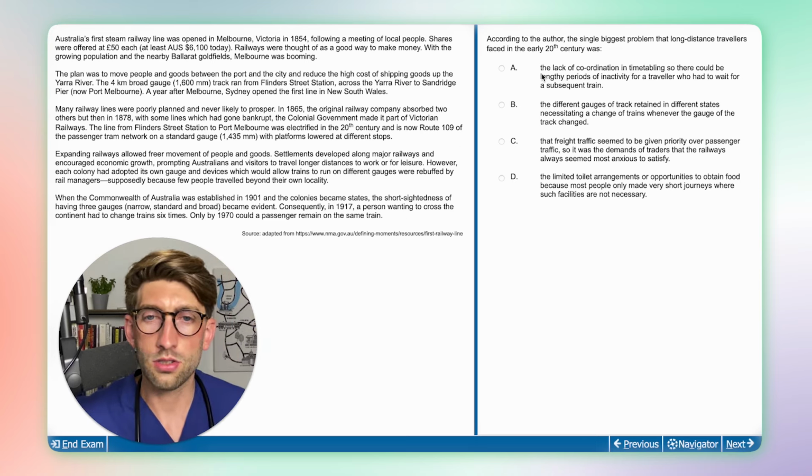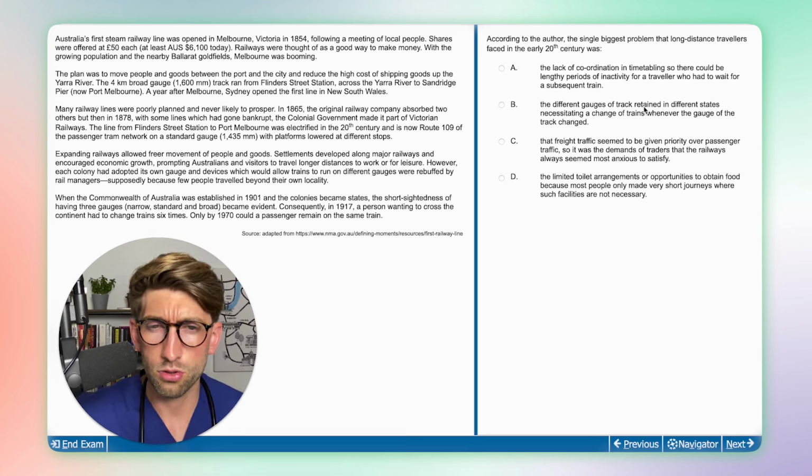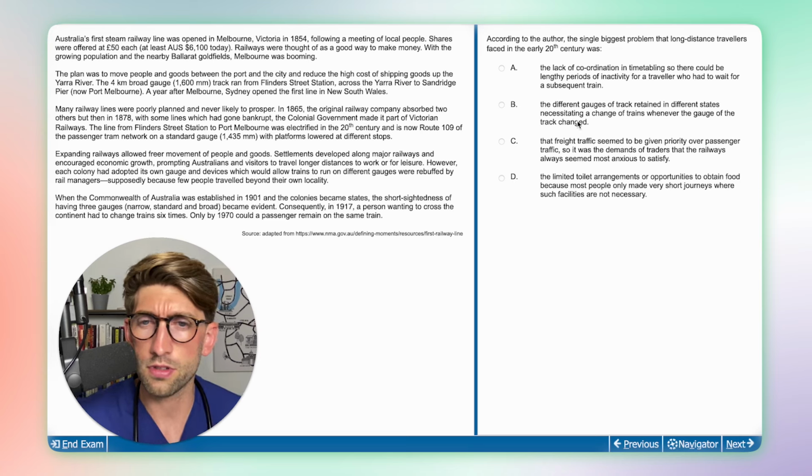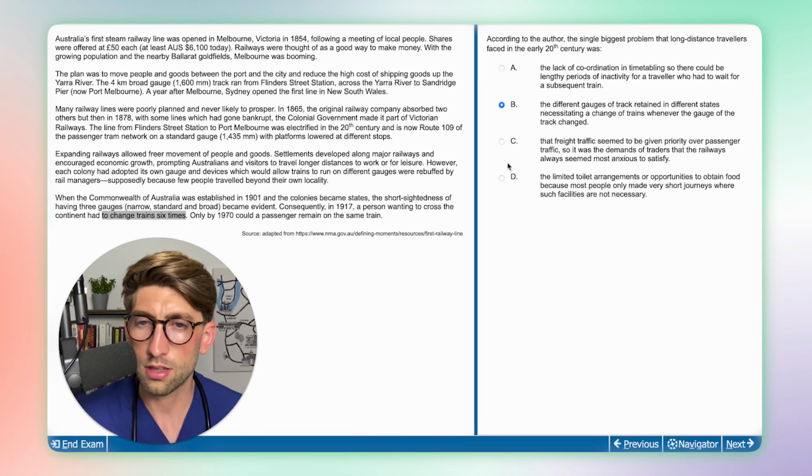The lack of coordination in timetabling, therefore, so there could be lengthy periods of inactivity. Okay, so I don't think it says anything about that. The different gauges of track retained in different states, necessitating a change of trains whenever the gauge of track changed. Okay, that could be it. That's what it's talking about here. This three gauges, narrow, standard, and wanting to cross the continent had to change six times. So I think it's that one.